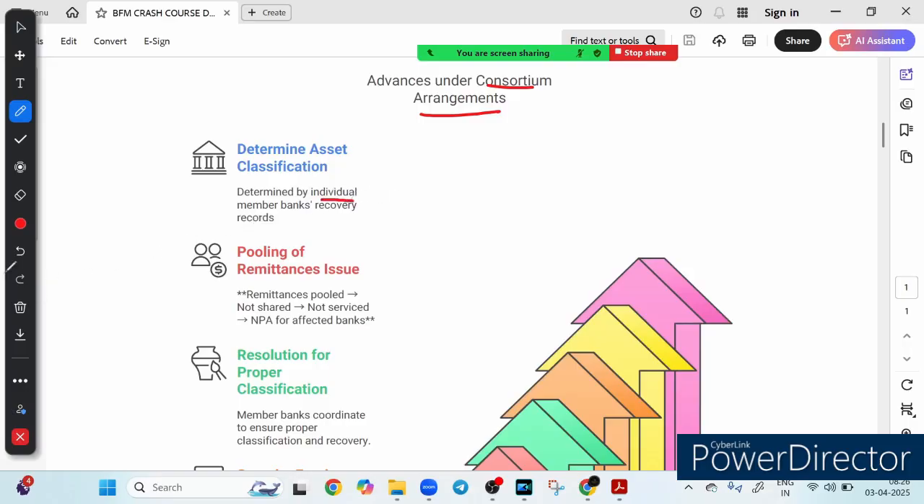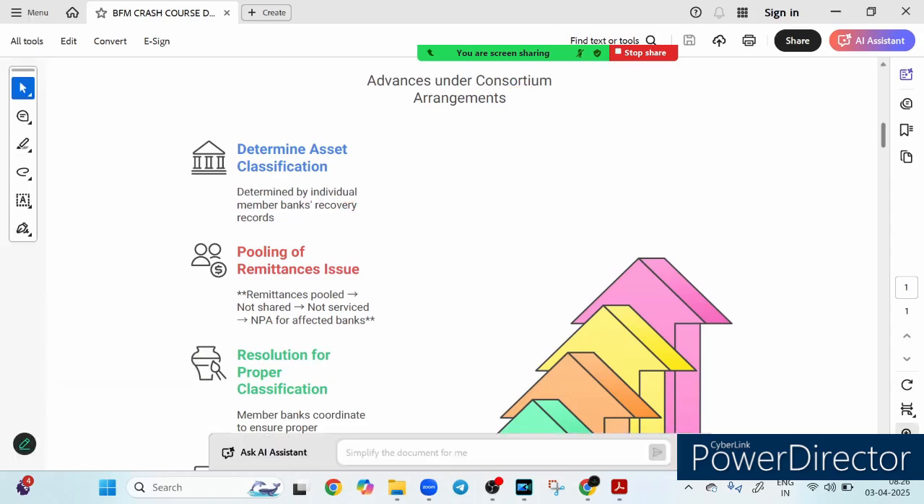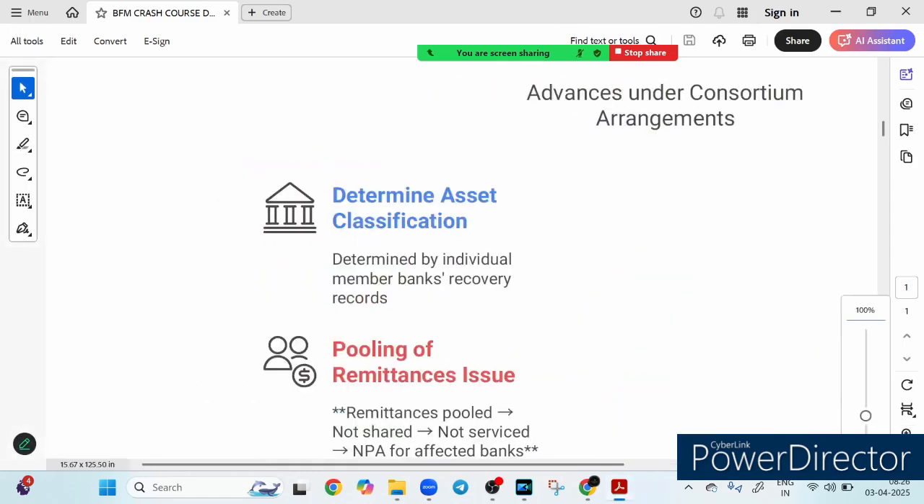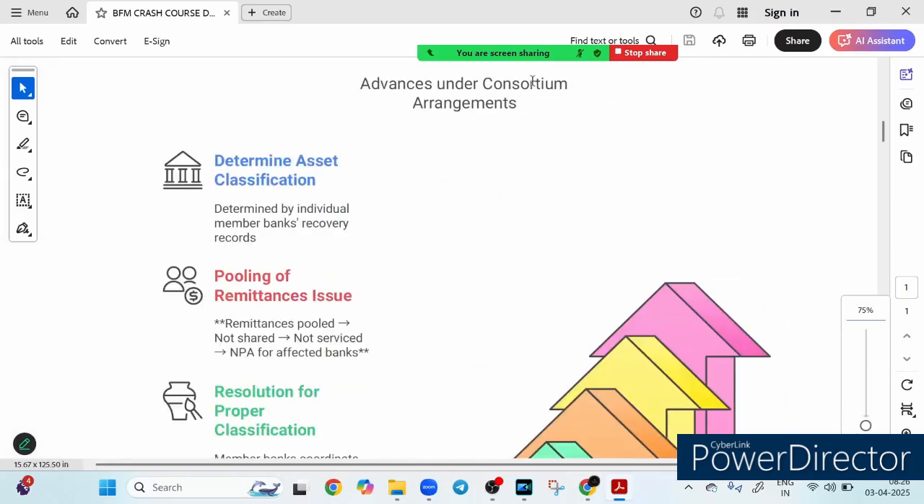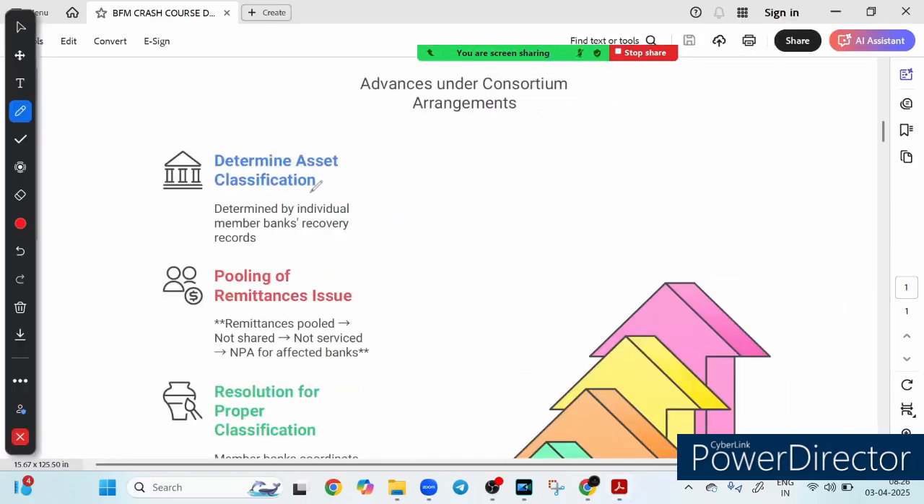Let me zoom a little bit so that the slide becomes very clear. I hope it is visible now. In consortium management, the classification of asset is determined by the individual member bank, based on their recovery record. This means each bank assesses the health of the asset on its own terms. This is the first point, very important, because whatever I am telling you, a question may be asked from there.